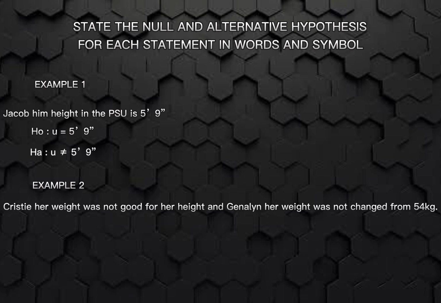Okay guys, ito yung example number 2 natin. Christy, her weight was not good for her height, and Jenaline, her weight was not changed from 54 kg. Okay guys, for this statement, ano yung clue natin para makuha natin ang null and alternative hypothesis? So guys, from the word of not changed from, ang not changed from natin ay sa equality sign or equal sign. So, nakabilang ulit siya sa ating null hypothesis. So, ang statement na to ay magiging null hypothesis.